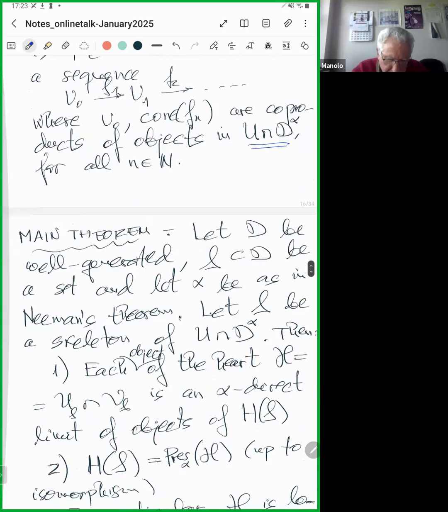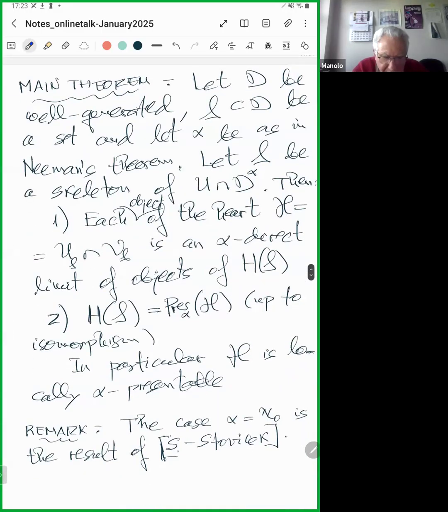So our main theorem actually is the following. The talk essentially consists of stating the theorem and just outlining the proof. So let D be well generated, and S any set of objects. And let alpha be the smallest of the regular cardinals beta such that D is beta compactly generated and S consists of beta compact objects.